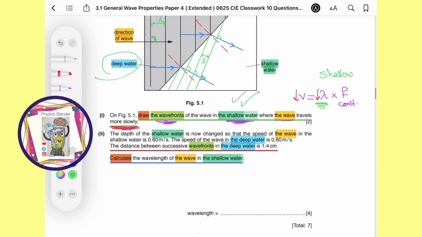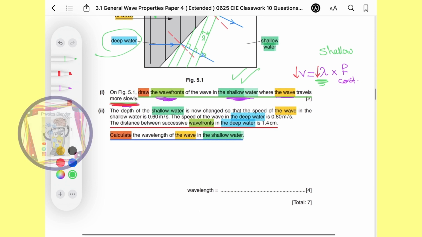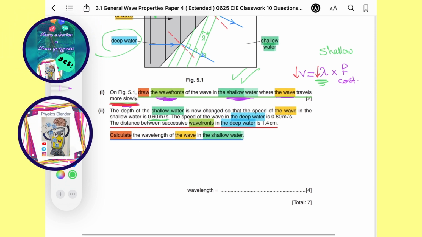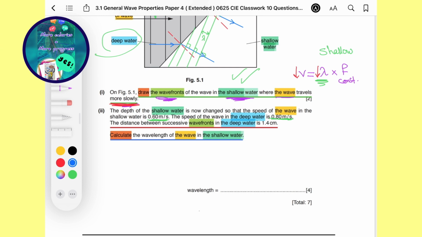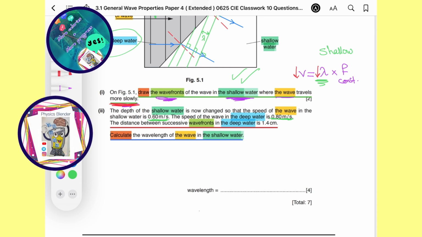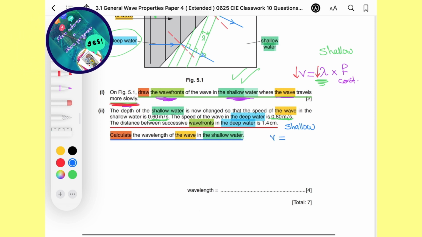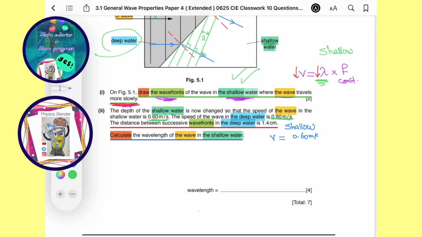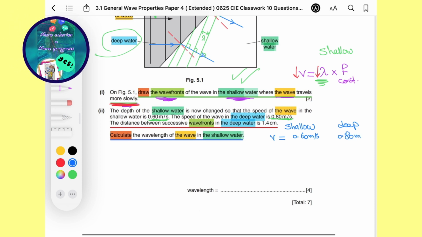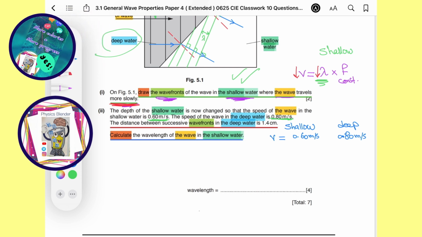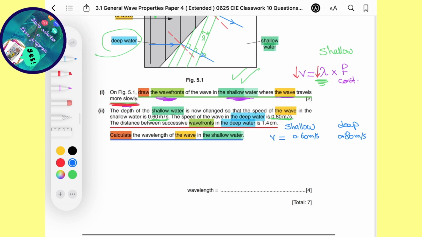The last part: the depth of the shallow water has now changed so that the speed of the wave in shallow water is 0.60 meter per second. The speed of the water wave in deep water is 0.80 meter per second. So let's write down what is given for each case. In shallow water, the speed is 0.60 meter per second. In deep water, the speed is 0.80 meter per second. Calculate the wavelength of the wave in shallow water.